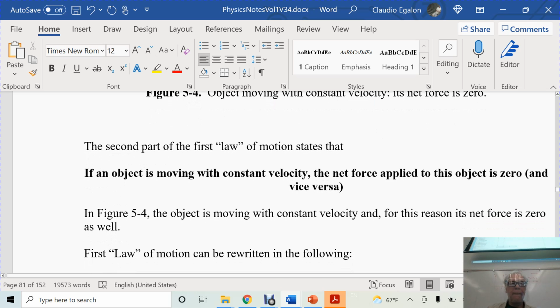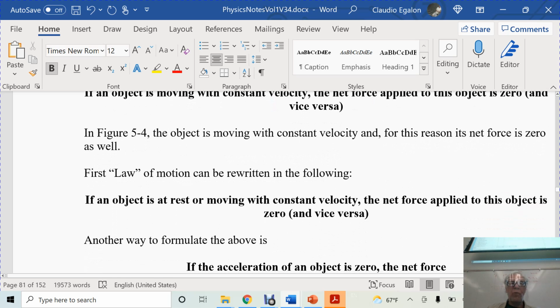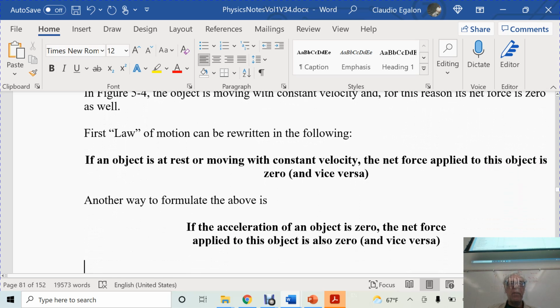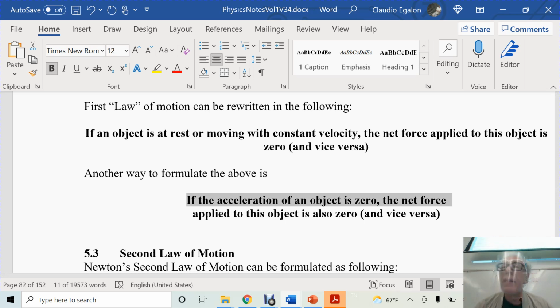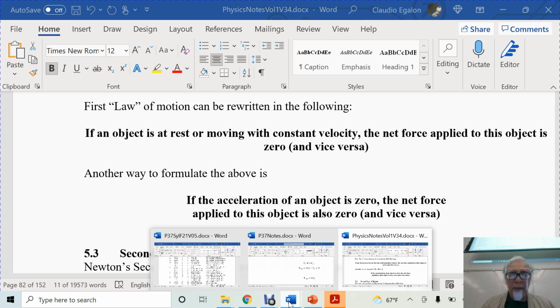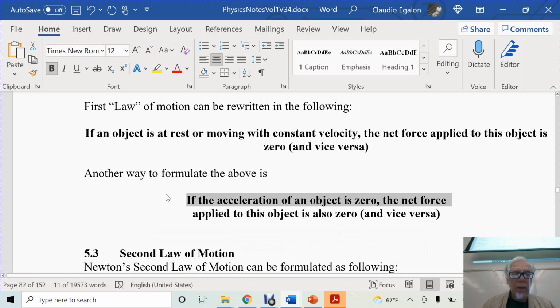Okay. So that's the first law of motion. For now, you have to memorize that. Another way to formulate Newton's first law of motion is to say that if the acceleration of an object is zero, then you no longer have to say that velocity is zero or velocity constant. Then the net force applied to the object is also zero. That's another way to formulate Newton's first law of motion. It means exactly the same thing. So let's copy that and paste it in there.